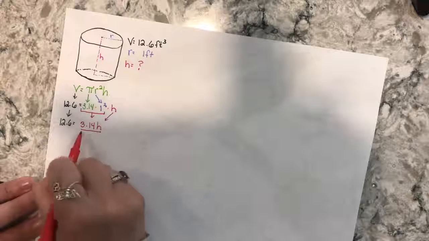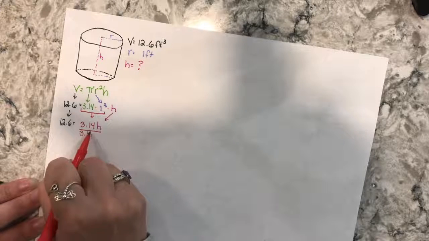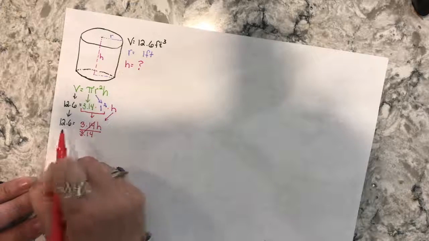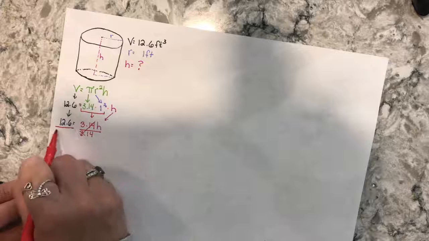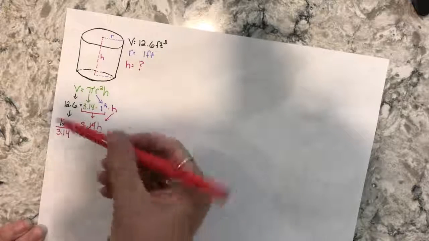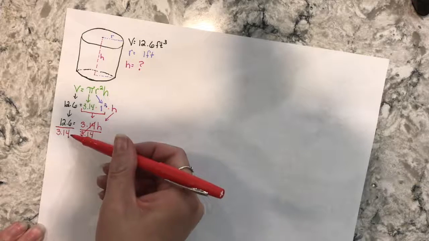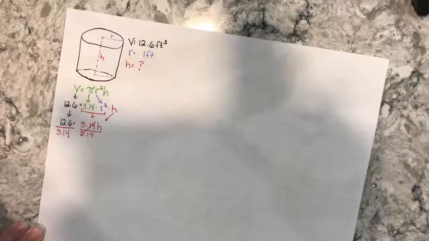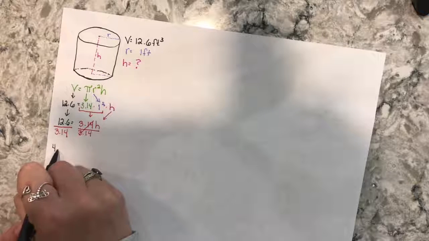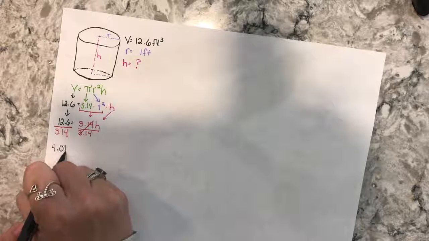To undo multiplication to get the h by itself, that means we have to divide. So 3.14 divided by 3.14 is just 1 and it cancels out. And because we did it on one side, we have to do the same thing to the other. So 12.6 divided by 3.14 is 4.01.